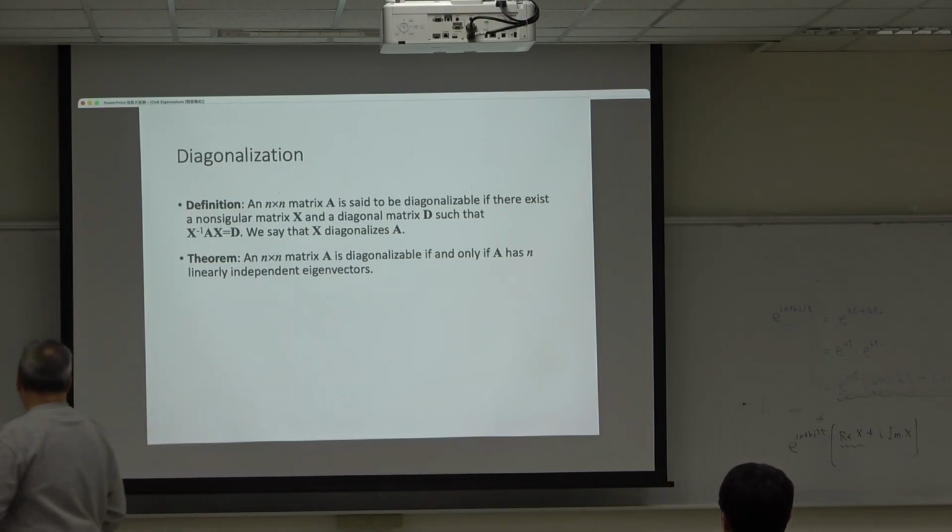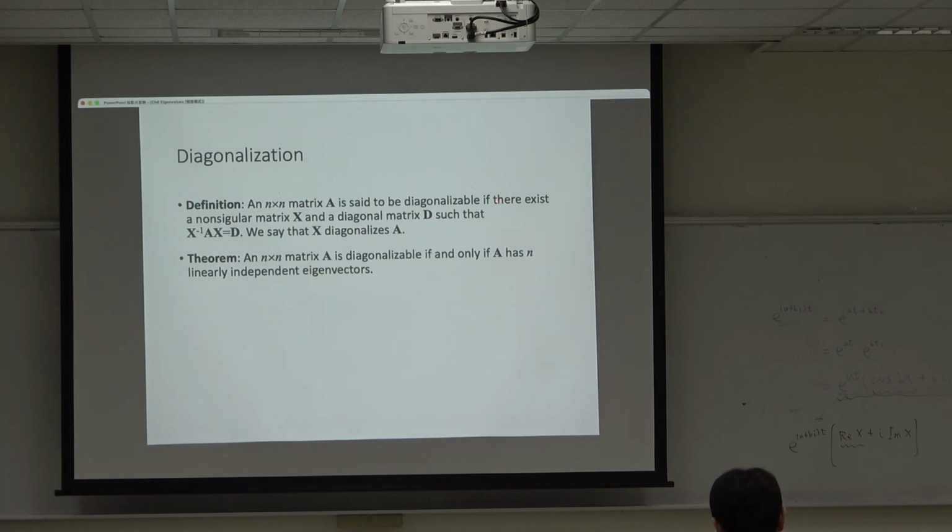An n by n matrix A is said to be diagonalizable if there exists a non-singular matrix X and a diagonal matrix D such that X inverse AX equals D, where D obviously is a diagonal matrix. I mean, only the elements on the diagonal are non-zero. And we say that X diagonalizes A, okay, if this is the case.